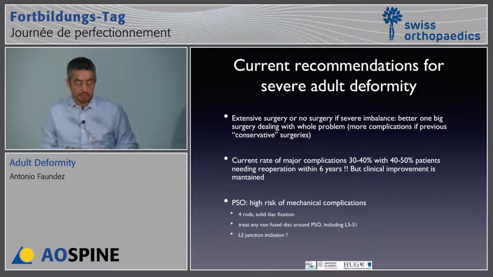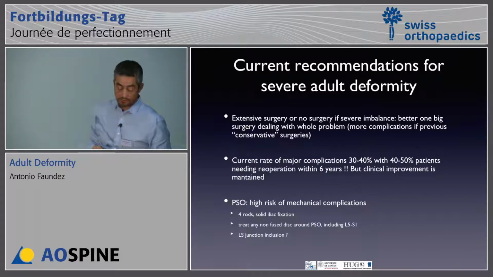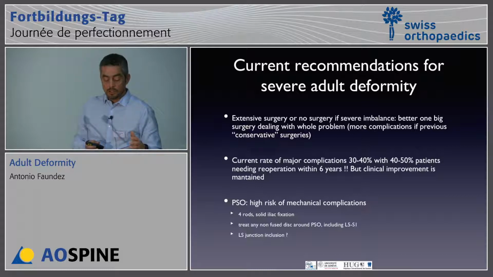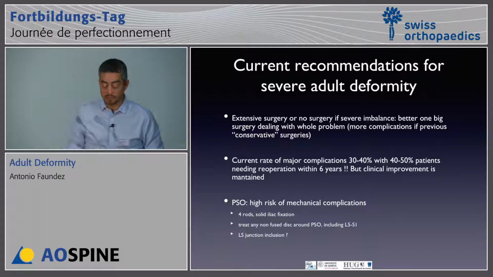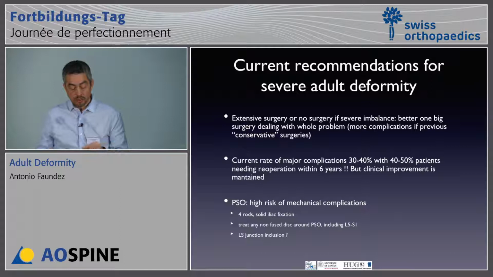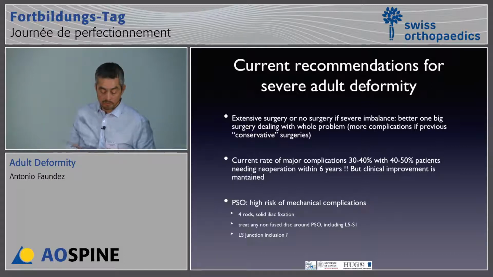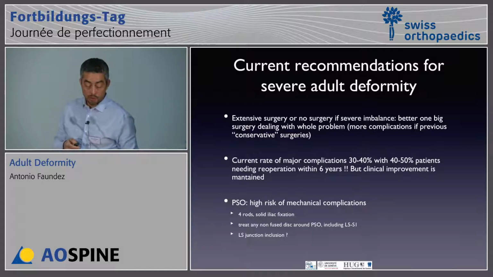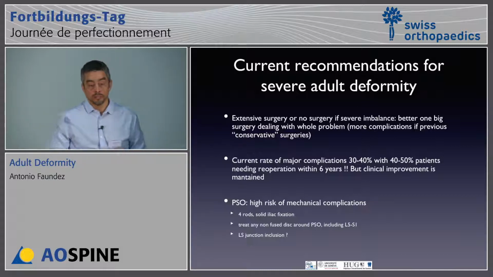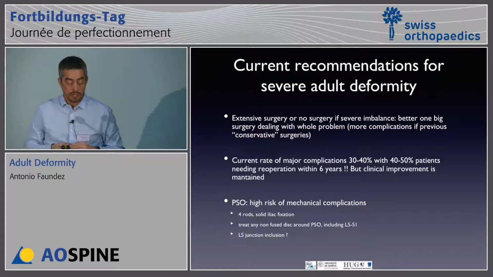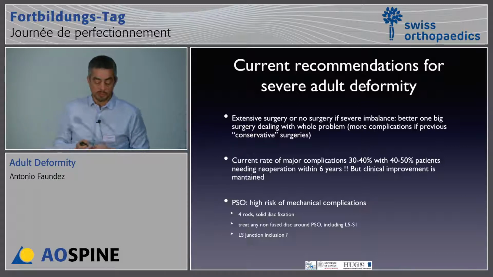So just to finish, current recommendations for severe adult deformities. You need to do or consider extensive surgery or no surgery if there is a severe imbalance, because it's better to do one big surgery dealing with the whole problem than several previous surgeries that actually give you more complications afterwards. The current rate of major complications is quite high. It's 30 to 40%, with 40 to 50% of patients needing reoperation within 6 years, which is really huge. But the clinical improvement is maintained.